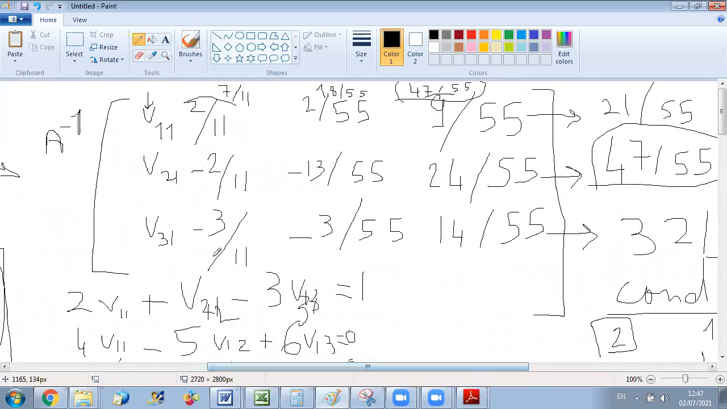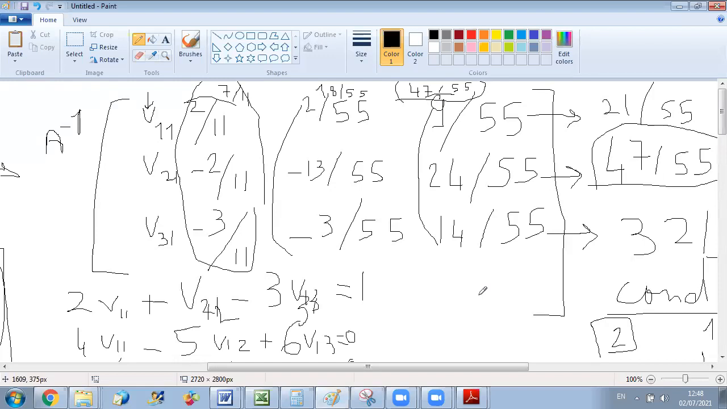So this will be all elements of A minus 1: 2 over 11, minus 2 over 11, minus 3 over 11, 2 over 55, minus 13 over 55, minus 3 over 55, and the last column, 9 over 55, 24 over 55, 14 over 55. So the first time you solve with your calculator, you will get these 3. The second time, the 3 unknowns you get will be the elements of column 2. And the third time, you will get the elements of column 3.